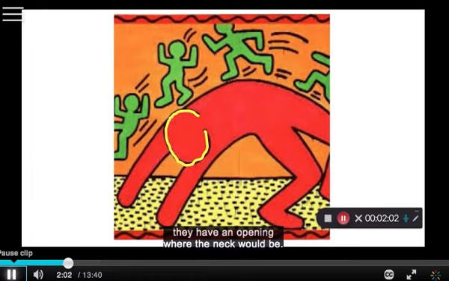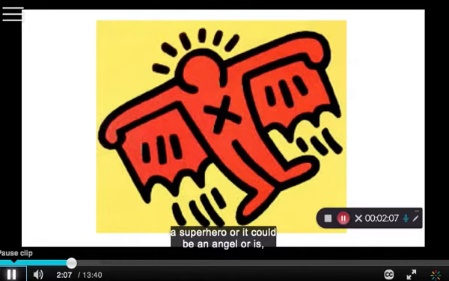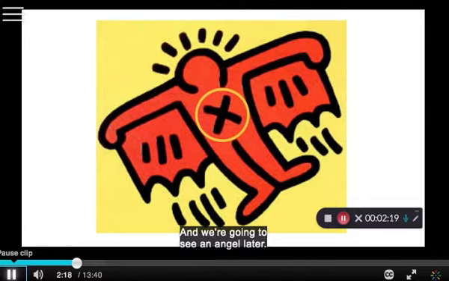Yep. Now, this could be like a superhero, or it could be an angel, or it could be a demon. What do you think it is? It's a demon because it has an X and it's red and it has wings. Very good, that X in the center, right? And we're going to see an angel later. These people are slapping five.